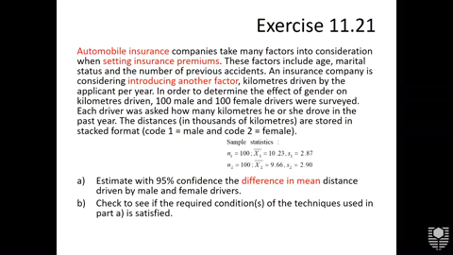So try to note down the parameter of interest or the nature of the question we have here. Exercise 11.21, automobile insurance companies. Half an hour. Oh, 19 minutes. Please hurry, guys, 19 minutes already.